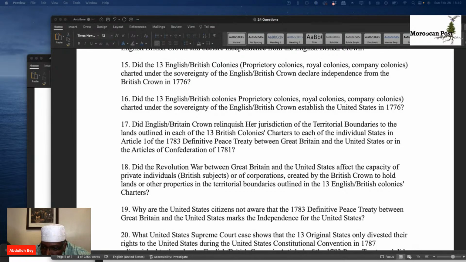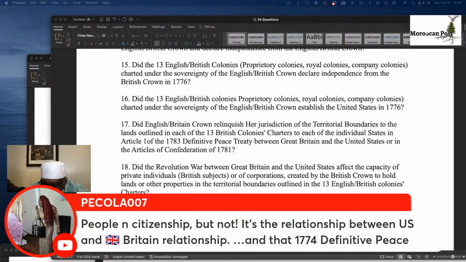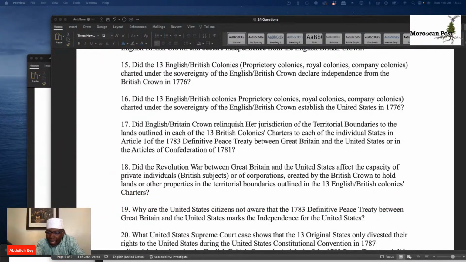Okay. It is related to the people and citizenship. It's the relationship between the U.S. and Britain, and that 1774 definitive peace treaty, I guess. The United States owed debt to Spain, the Netherlands, and France, who assisted the United States in the war with Great Britain. They helped fund the United States. They were indebted to Spain, France, and the Netherlands.